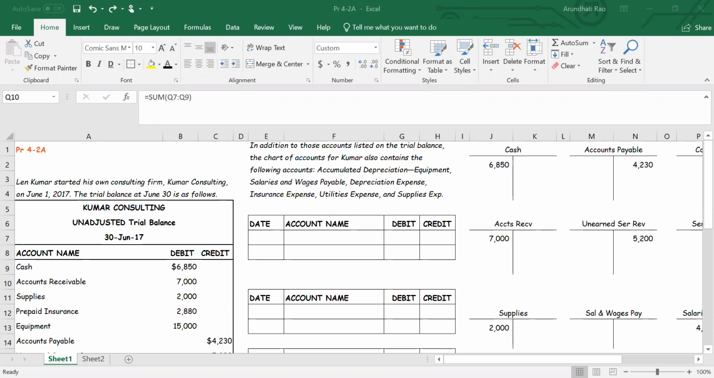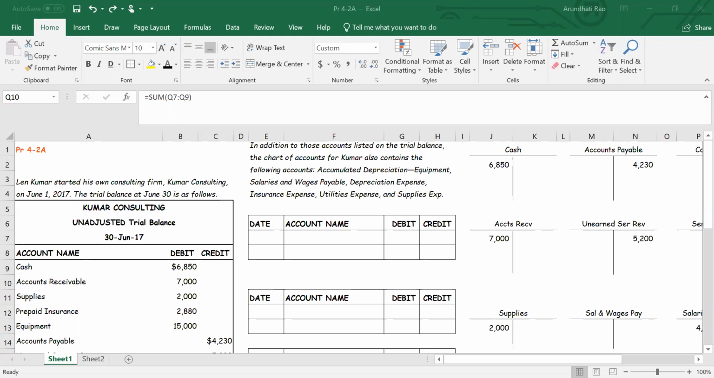here are cash, receivables, supplies, prepaid insurance, equipment. These are all assets, so they have a debit balance. Accounts payable and unearned service revenue. These are liabilities, therefore have a credit balance. Common stock is an equity account with a credit balance.